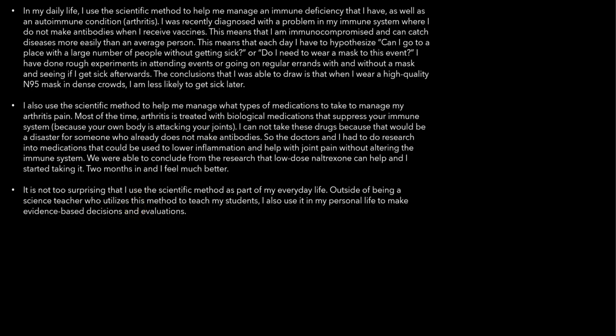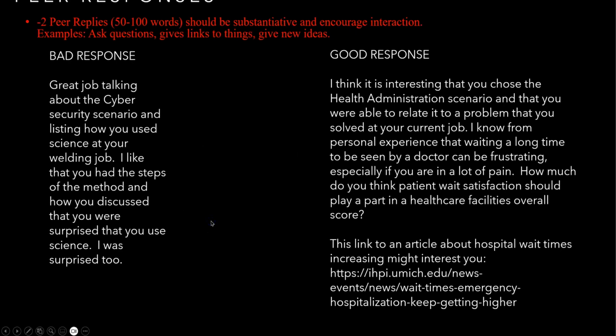So you can model yours after mine, but typically these discussion board posts are going to have a couple of paragraphs that you're writing. Now, the second part of the discussion is your peer responses. So you should have 2 peer responses. They're due by Saturday. 50 to 100 words, should be substantive and encourage interaction. Substantive means they have substance to them. They're not like superficial surface level stuff saying like, oh, I liked your post, good job. Like, that's not substantive. That's also not encouraging any kind of interaction.